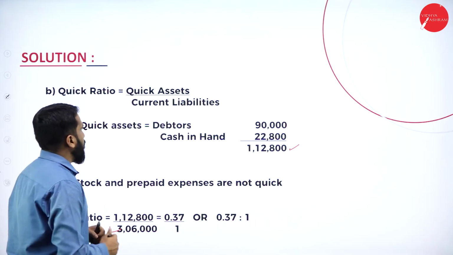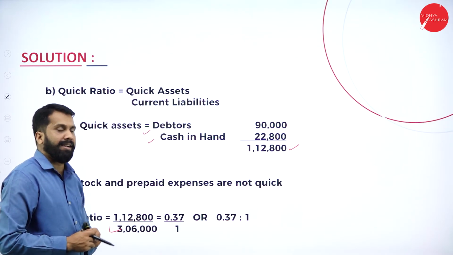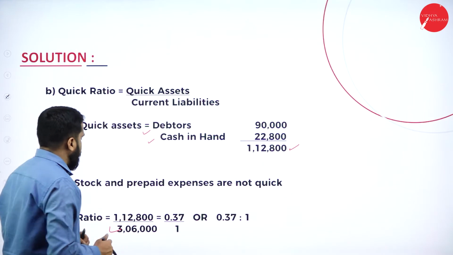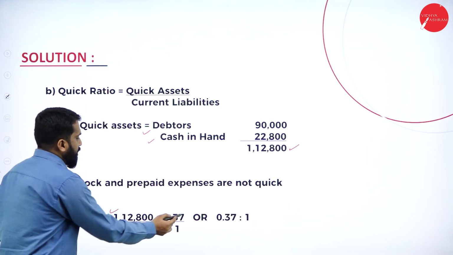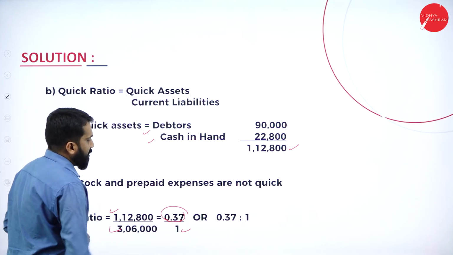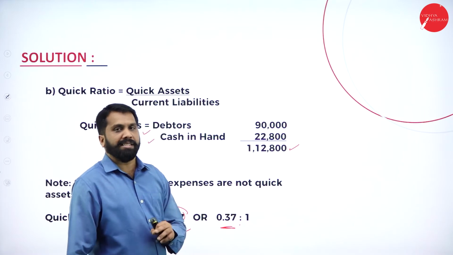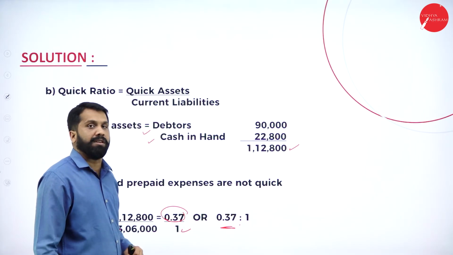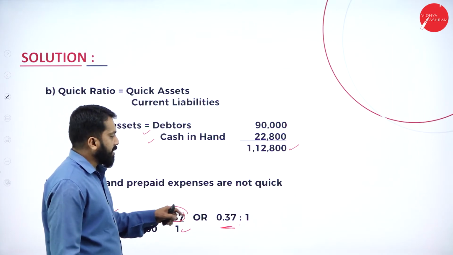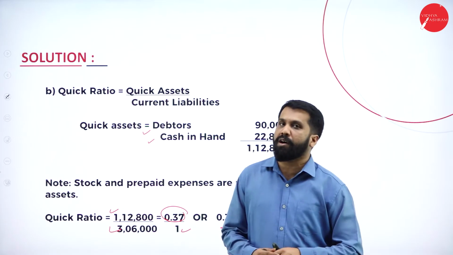1,12,800. See, we have considered cash in hand. Now, the same thing, 1,12,800 divided by 3,06,000, you will get 0.37:1. As I told you, the denominator or base, always it must be what? 1. So as per this, it is 0.37:1. This will be your answer.